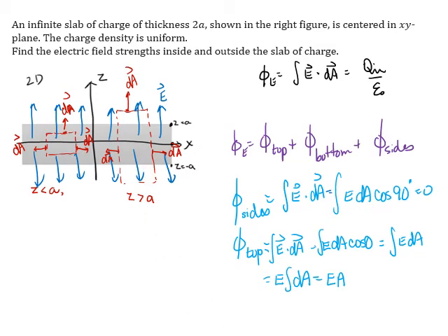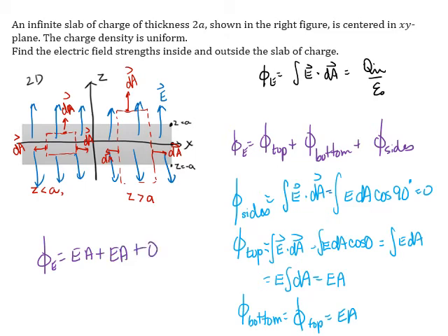The electric flux through the bottom is the same as through the top, equals E times A. So then our net electric flux is equal to the flux through the top, E times A, plus the flux through the bottom, E times A, plus the flux to the sides, which is 0. So our net electric flux is 2 times E times A, where A is the area of the top face of that Gaussian block.